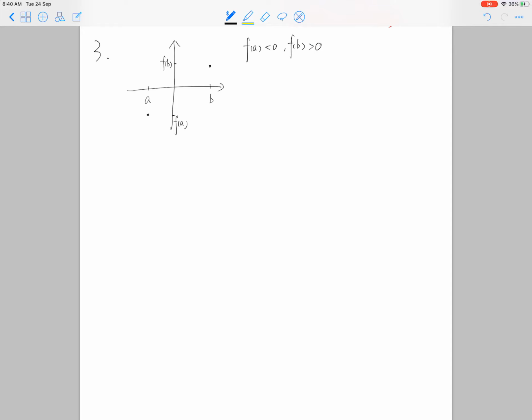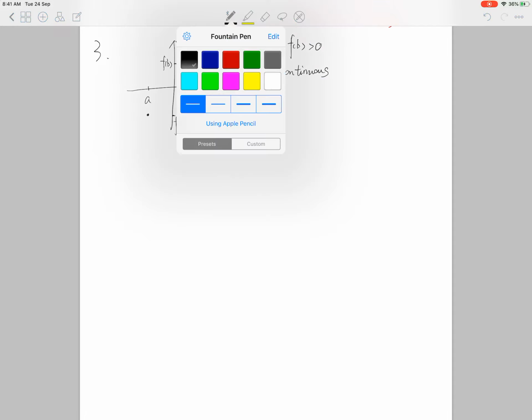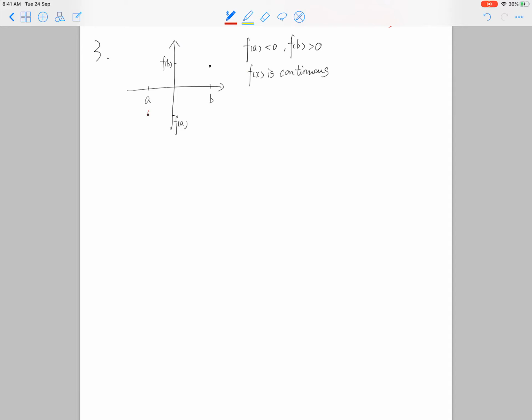And you also know that f(x) is continuous. Then you connect A and B. No matter how you connect, you will see it always intersects with the x-axis at some point between A and B. You connect it like this. As long as this function is continuous, it intersects here. No matter how you connect these 2 points, you will always meet the x-axis somewhere between A and B.